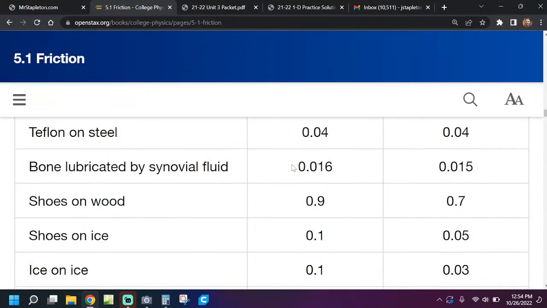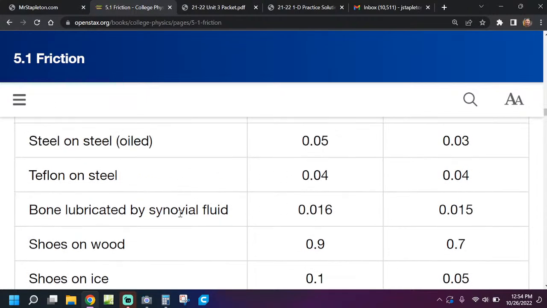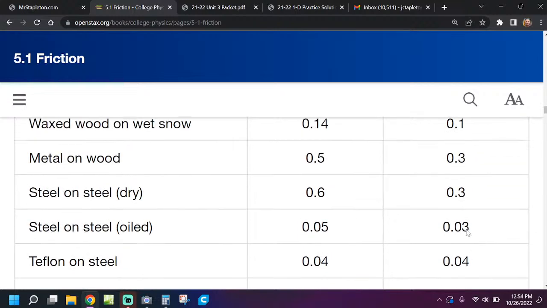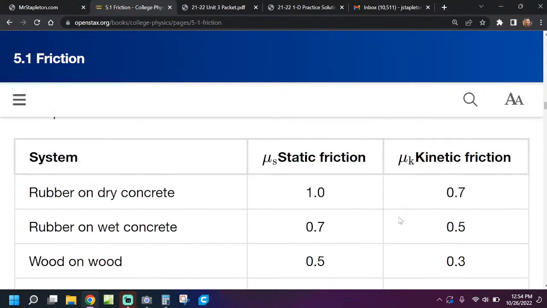The lowest one on here, as I've told you, is bone lubricated by synovial fluid, 0.016 if we're talking static, and if we're talking kinetic, it's 0.015. So you don't see any zeros here. And by the way, the way this works is you take this number and you multiply it by the force between the two surfaces, and that gives you the force of friction opposing motion.